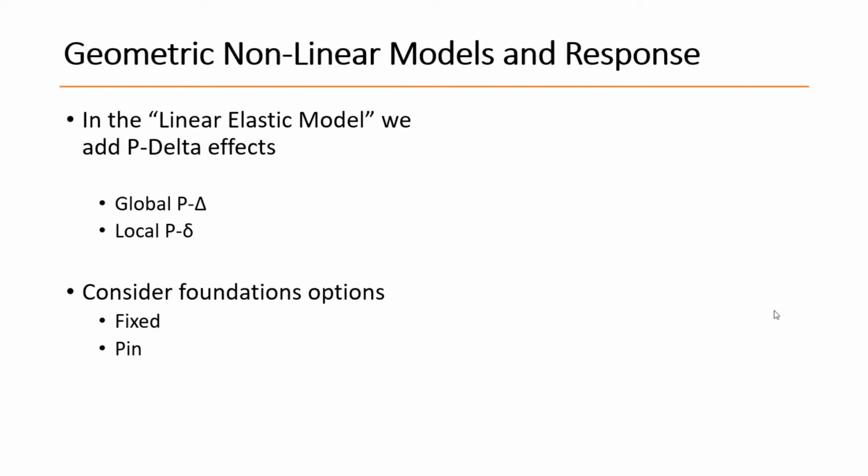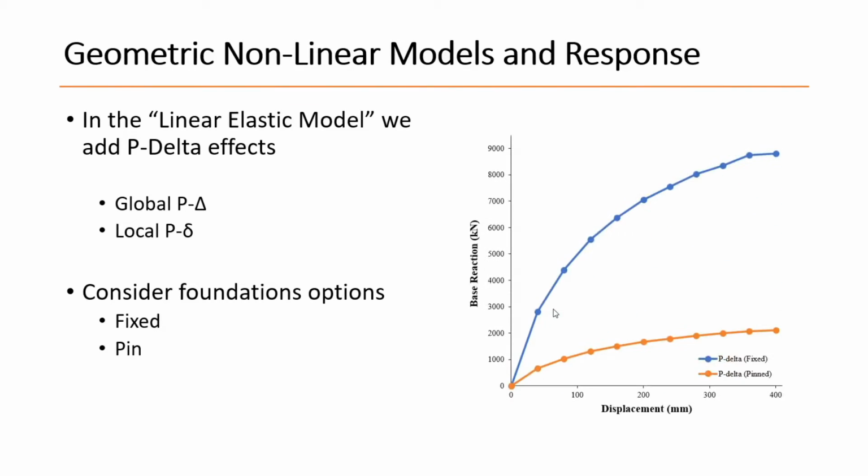The local P delta of the column and beam will be very insignificant for this example, so we will not consider that. And we will consider two options, the fixed foundation and pin foundation, to simulate different foundation conditions approximately. So if we do that, now we get nonlinear curves or response curves, not linear like last time. That means there is a limit how much load the structure will actually take.